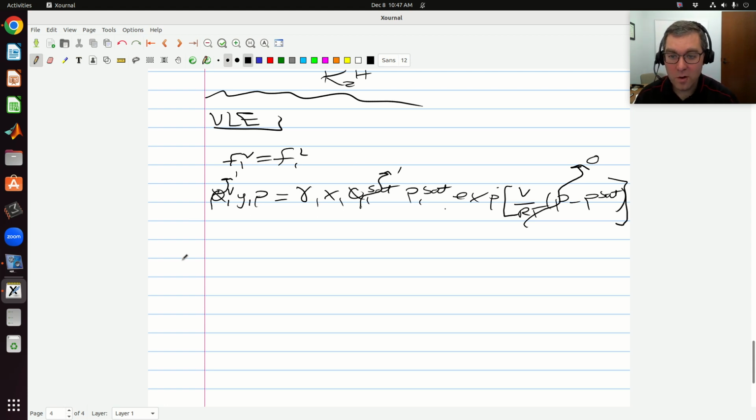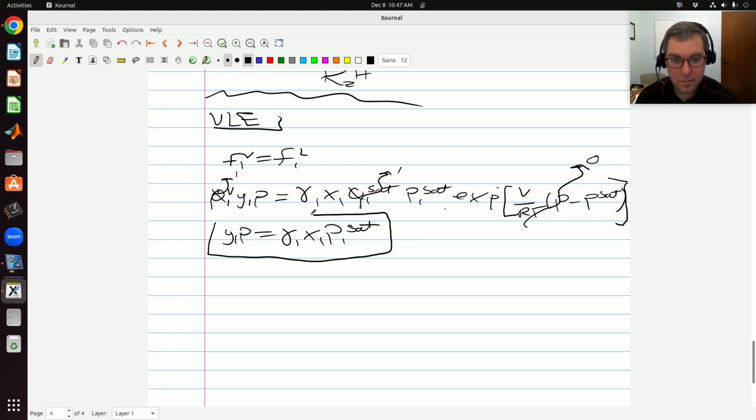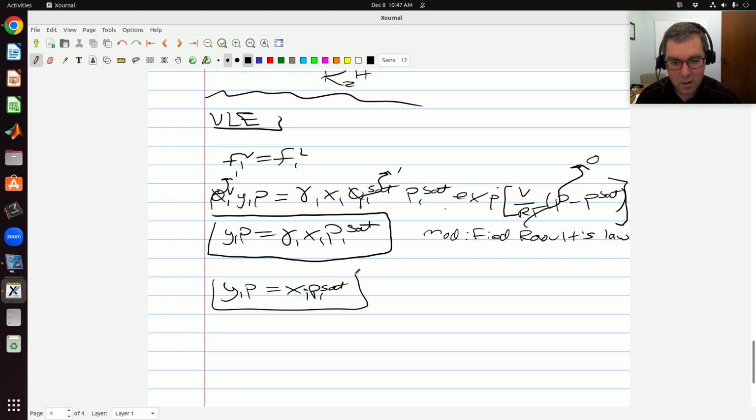And so if we just made those assumptions, we end up with y1p equal to gamma 1 times x1 times p1sat. This equation is used a lot and gets the name of modified Raoult's law. Why is it the modified Raoult's law? Well, because in Raoult's law, they additionally assume that the liquid phase is ideal, which means gamma is 1. So Raoult's law ends up with y1p equal to x1 times p1sat. This is Raoult's law.